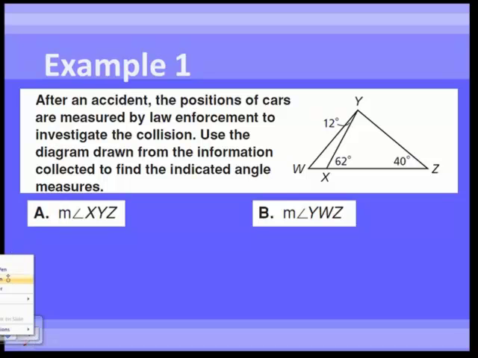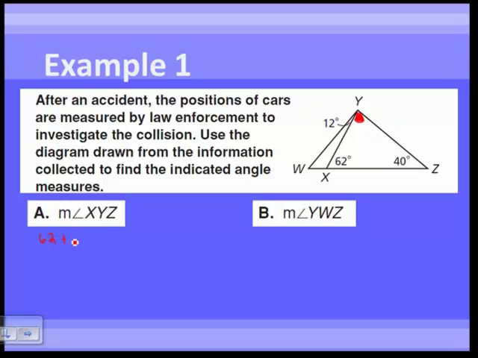So the first angle that we're looking for is angle XYZ. So where's angle XYZ? So we're looking for this angle right in here. Yep, right in there.